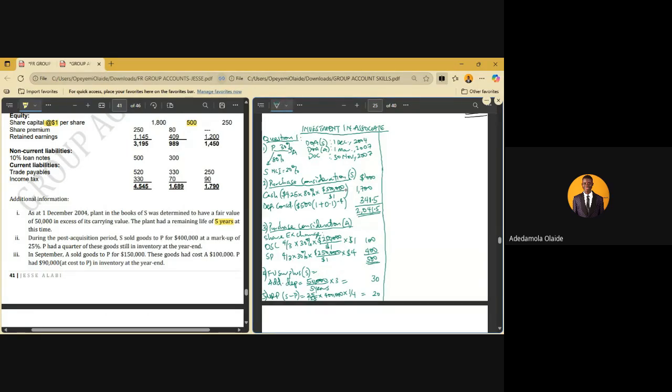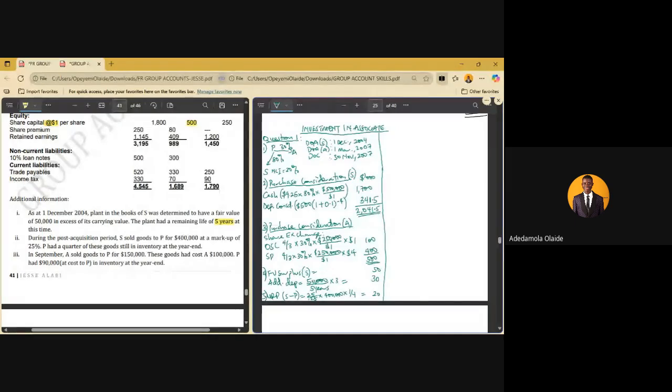Fair value surplus 50. So next, we have what? A sold goods. In September was when A sold goods to P. And September, they acquired A since when? March. So if A is selling goods to them in September, that means the unrealized profit will count. But if they had sold those goods to them before they acquired them, we cannot calculate unrealized profit on that one, because when they bought the goods, they were not in a group.